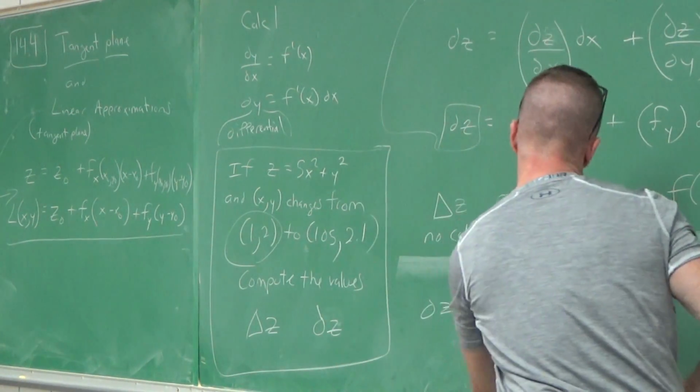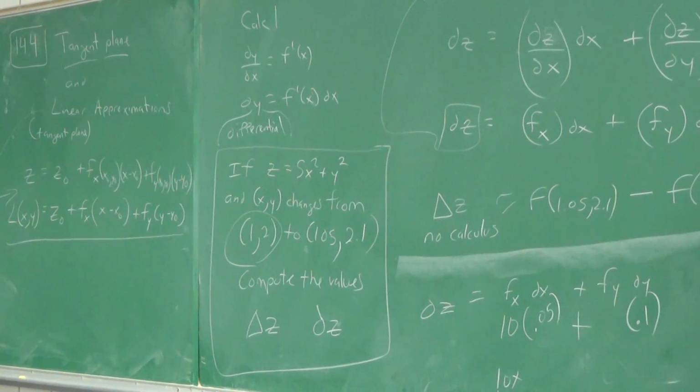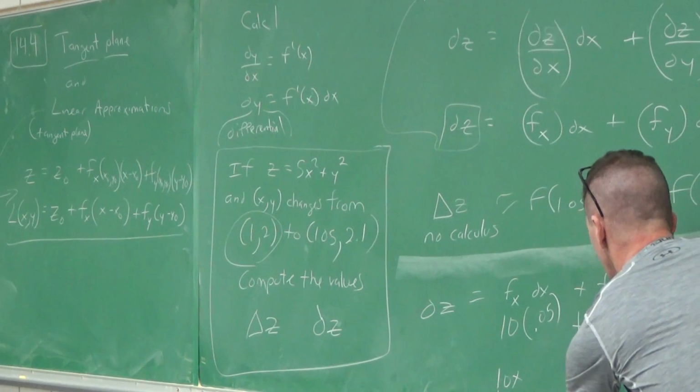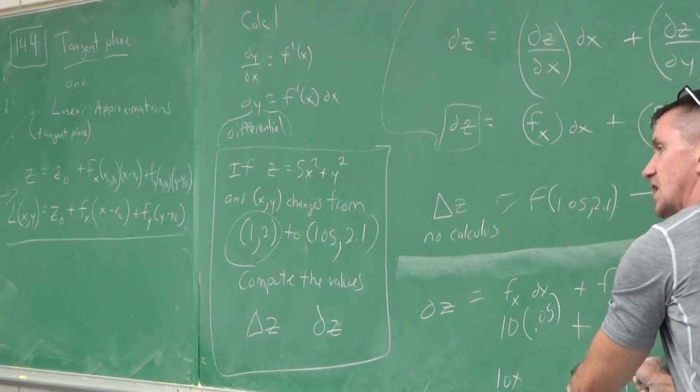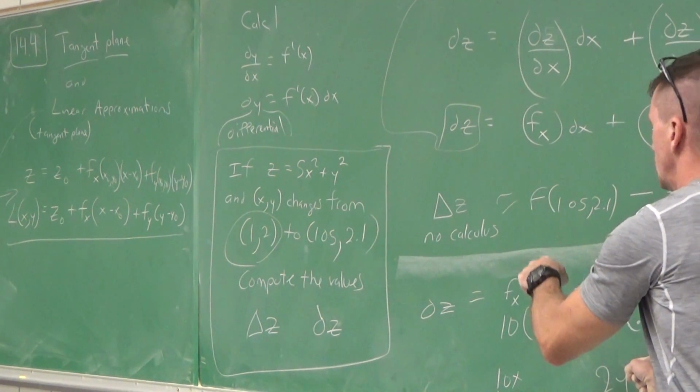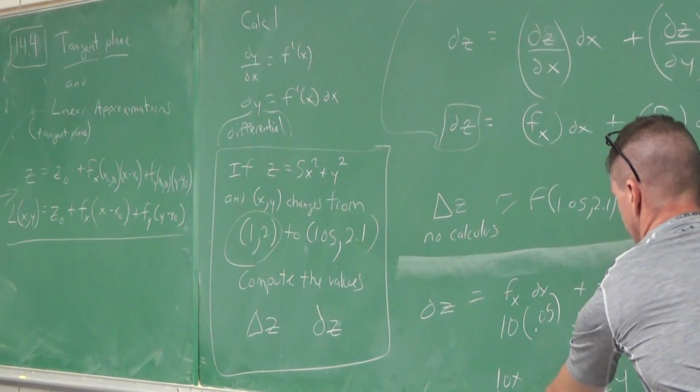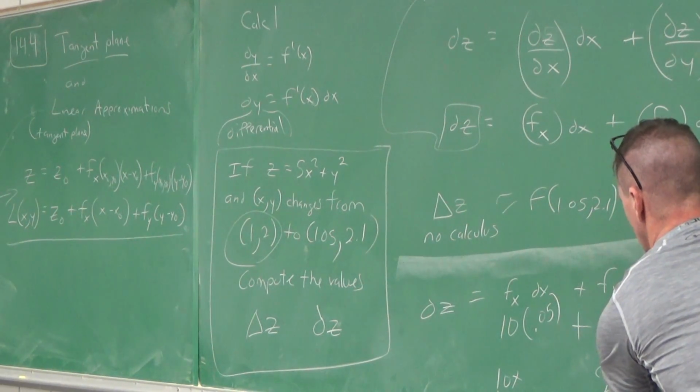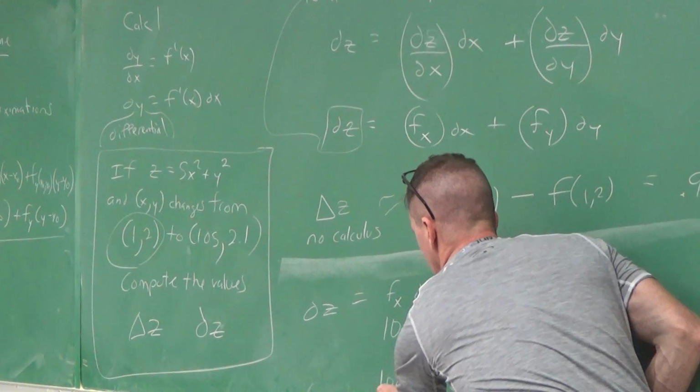Now, get the partial with respect to y, but plug in the same point 1, 2. What's the partial with respect to y? 2y. I'll write it underneath, but you have to substitute a 2. What's 2 times 2? 4. So this was at y equal to 2. This was at x equal to 1.